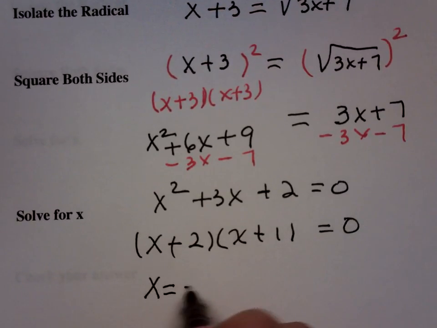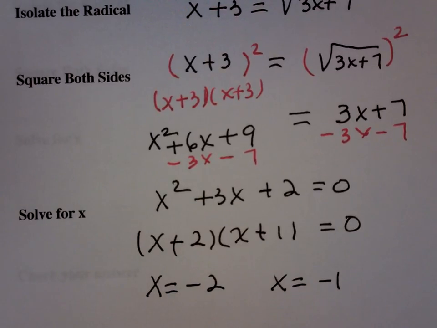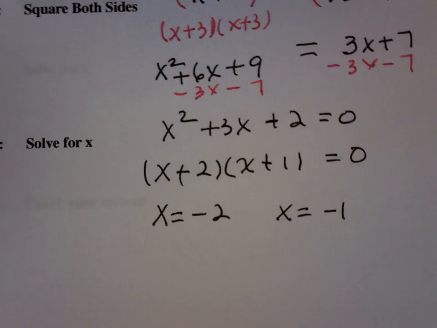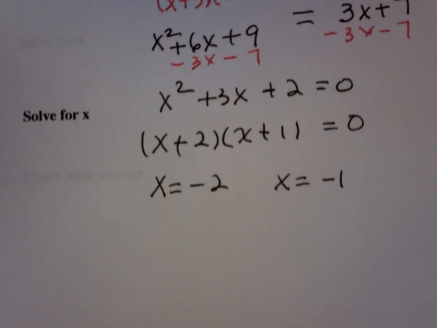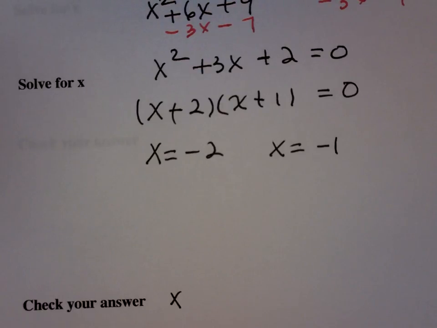So that x is negative 2, x is negative 1. So I can't reject a solution just because it's negative. Can't do it. I have to check it out. Maybe it works. So, suppose x equals negative 2.